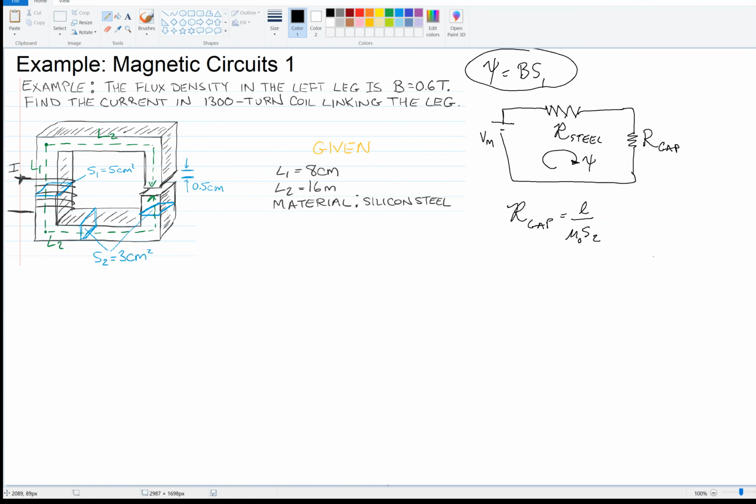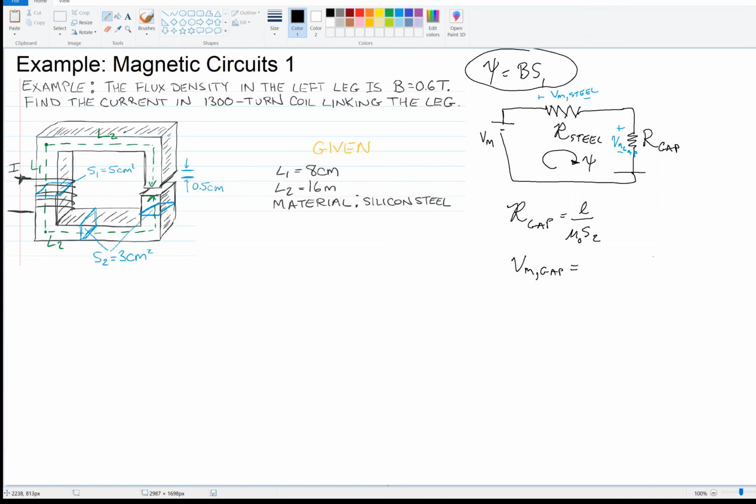All right, so now let's label the potentials here. This would be the magnetic potential across the steel, and this would be the magnetic potential across the gap, VM gap. Okay, so let's be a little bit more clear then. So we can say the VM gap.